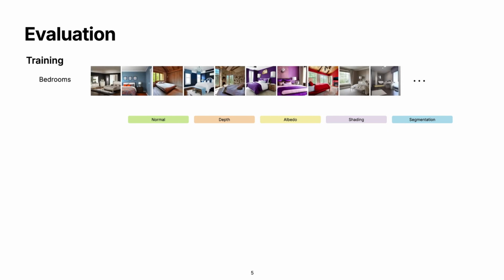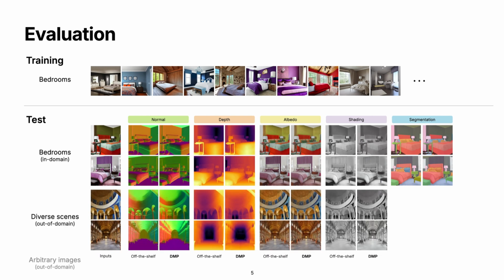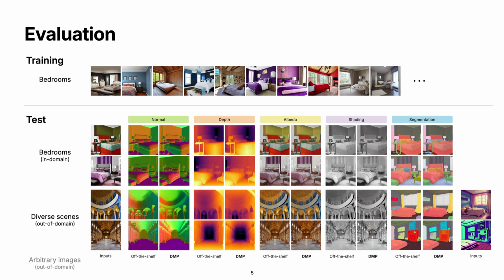To evaluate our approach, we consider 5 tasks of dense predictions: estimation of surface normals, depths, albedo, shading, and semantic segmentation. We train the model with images of bedrooms and test it with 3 sets of images. The first set comprises only bedroom images, which test the in-domain performance. The other 2 sets contain images of diverse scenes and arbitrary images, showing out-of-domain generalizability. To keep categories consistent for segmentation, we test out-of-domain segmentation with bedroom images generated in diverse styles.